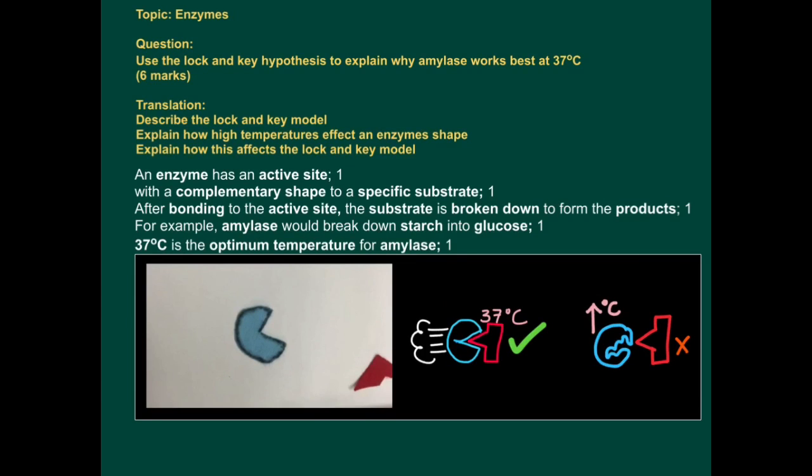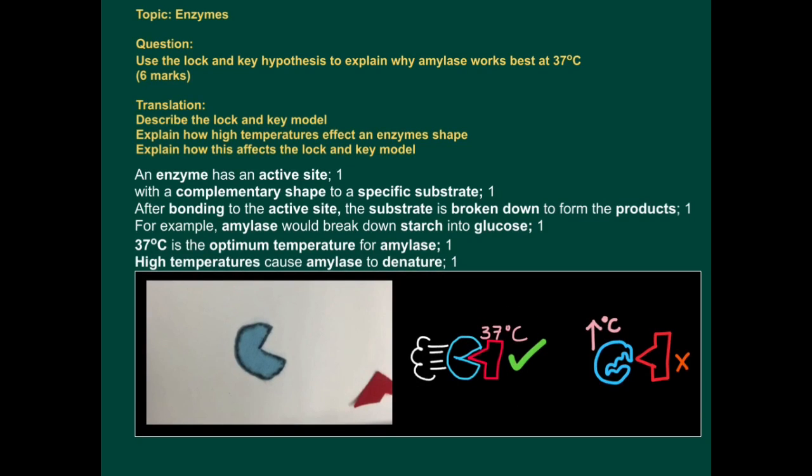So now let's link the idea of temperature change to an enzyme's shape and activity. You see, 37 degrees Celsius is the optimum temperature for amylase. They talked about 37 degrees Celsius here, so I must include that in my answer. 37 degrees Celsius is the optimum temperature for amylase. That means it's the temperature at which amylase works best. High temperatures cause amylase to denature. In other words, when we increase the temperature, the bonds holding that polypeptide chain, which is folded into a three-dimensional shape, start to vibrate and eventually break open, and the protein's shape changes. More importantly, the active site changes.